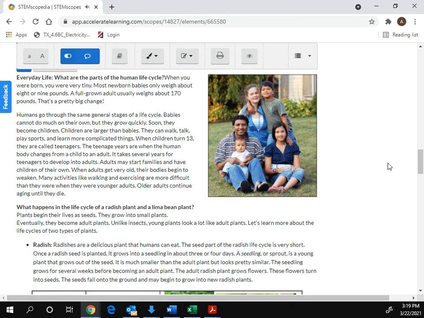When children turn 13, they are called teenagers. The teenage years are when the human body changes from a child to an adult. It takes several years for teenagers to develop into adults. Adults may start families and have children of their own. When adults get very old, their bodies begin to weaken. Many activities like walking and exercising are more difficult than they were when they were younger adults. Older adults continue aging until they die.